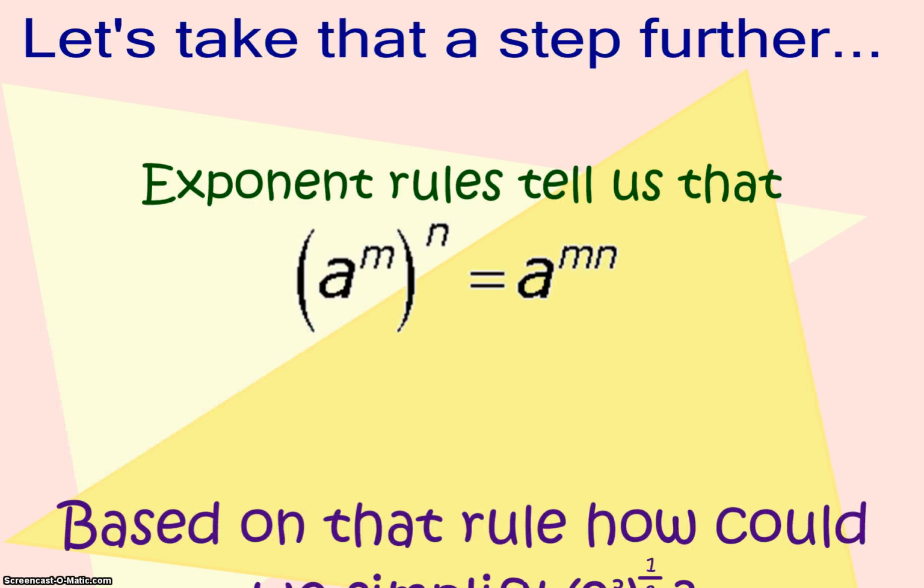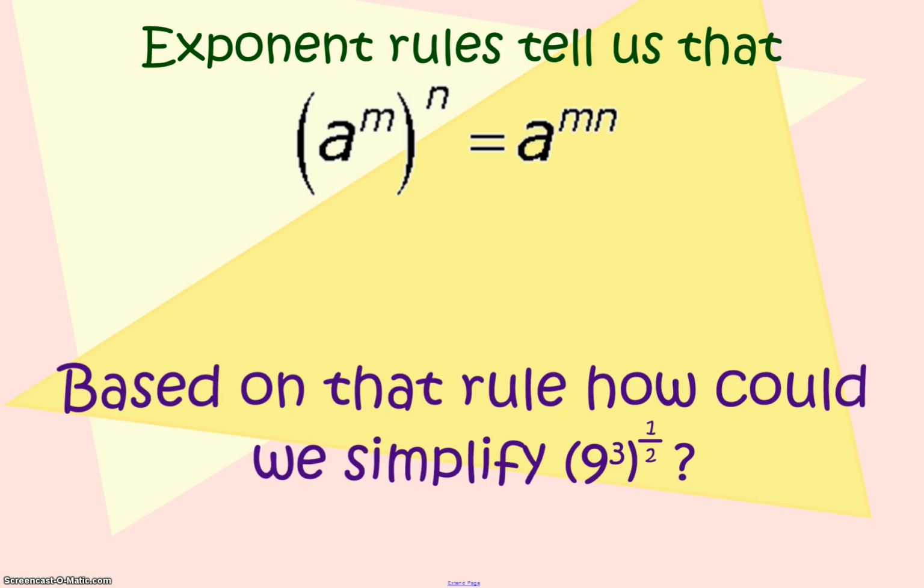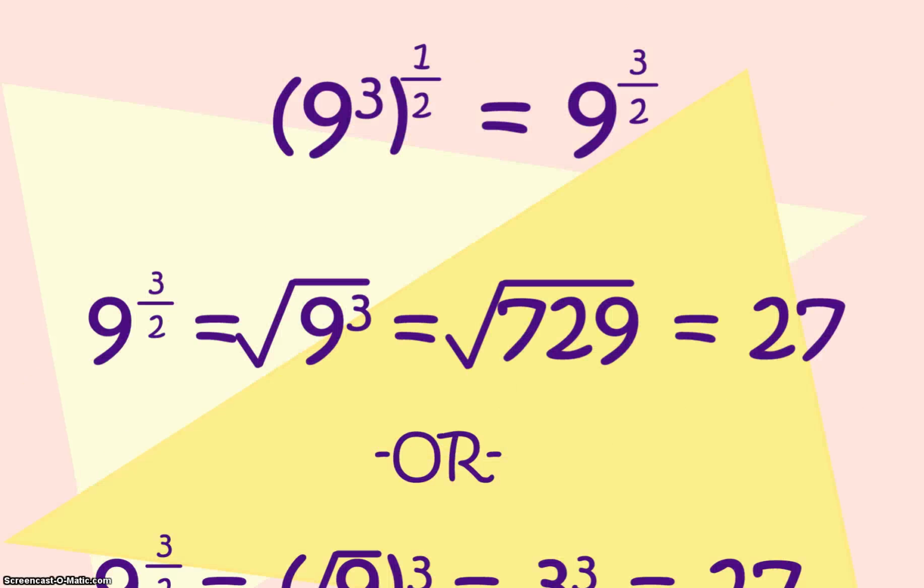So let's take that a step further. Remember, the exponent rules tell us that a raised to the m, which is then raised to n, you are multiplying those exponents. So based on that rule, how could we simplify 9 cubed raised to the 1/2? And you're just multiplying 3 times 1 is 3, 2 times 1, because that becomes a fraction, is 2. So 9 raised to 3/2 equals the square root. This 2 becomes the square root. And then this becomes your exponent.